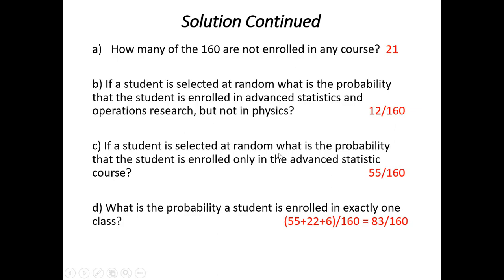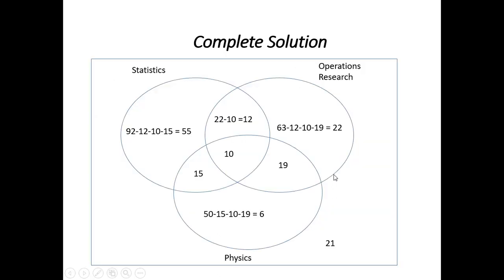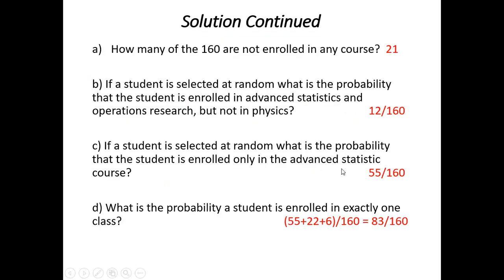A student selected at random, what's the probability they're enrolled only in the advanced statistics course? So again, this one we can read right off the Venn diagram, so we're interested in this region here. So we get 55 divided by the 160.